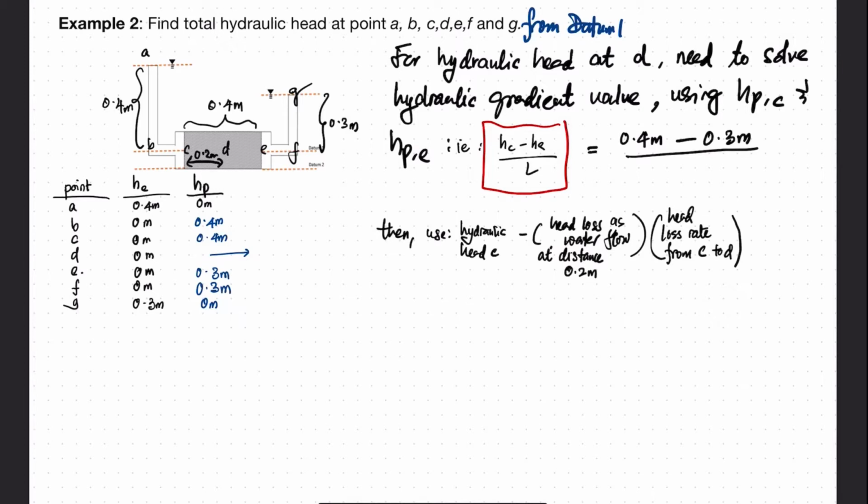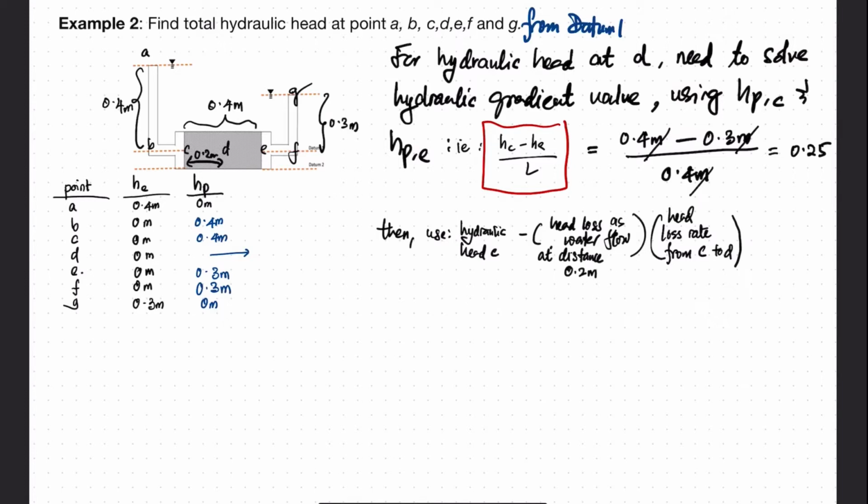L here is the length of the whole media, not the length of the distance. You want to divide by the whole length because you are measuring from C and you want to measure everything. So it is 0.4 meter. If you calculate this on your calculator, all these units cancel, and you get 0.25. This is the gradient.